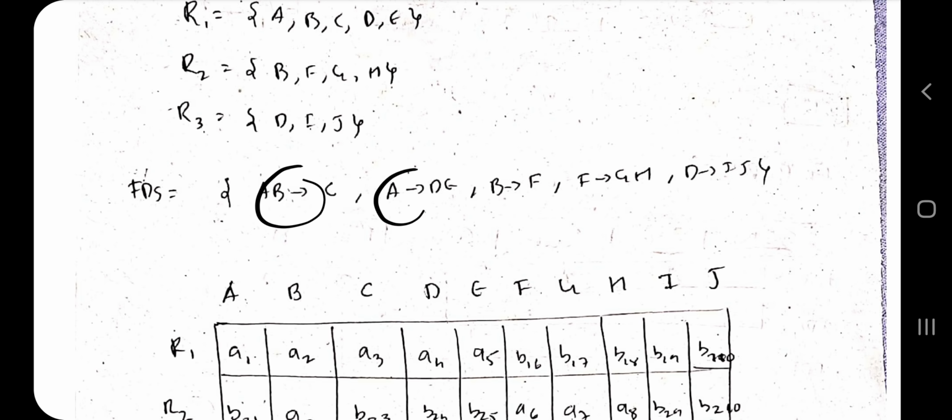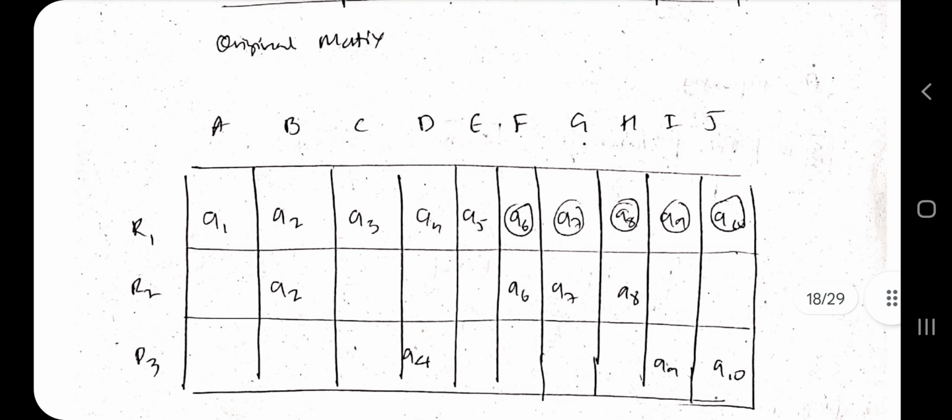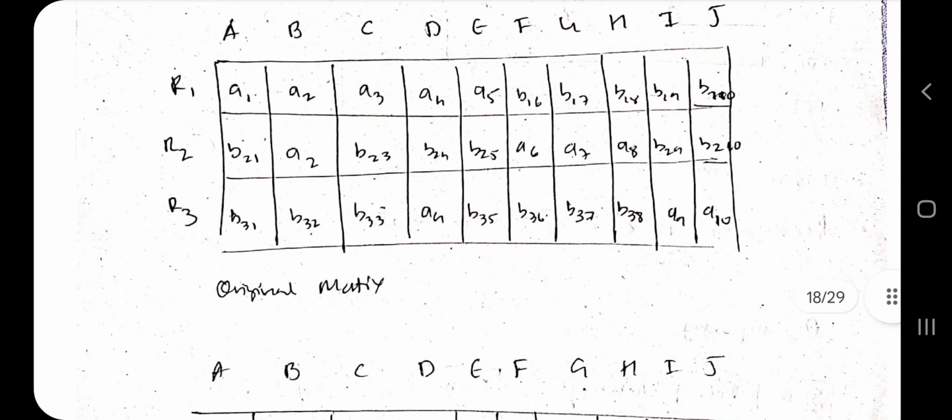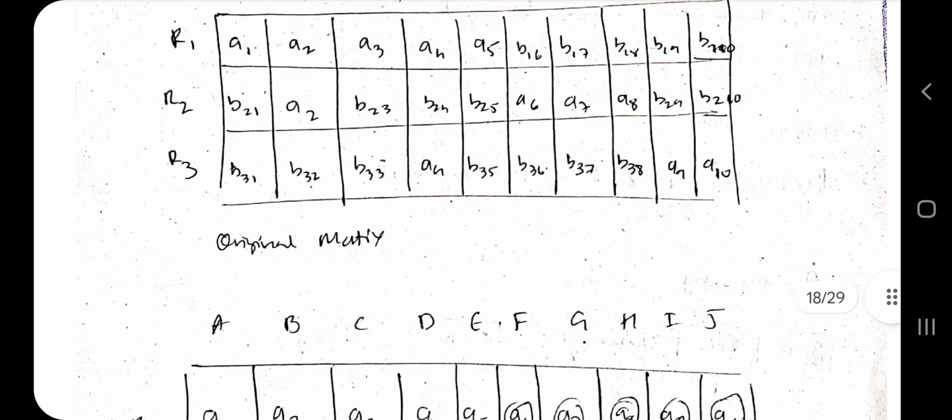How many do we have? 1, 2, 3, 4 and 5. We have 5 functional dependencies to go through and then write the answer. Okay, so let's see how to do that. Here, what we have to do is eliminate the B values. So first start from here: AB goes to C.